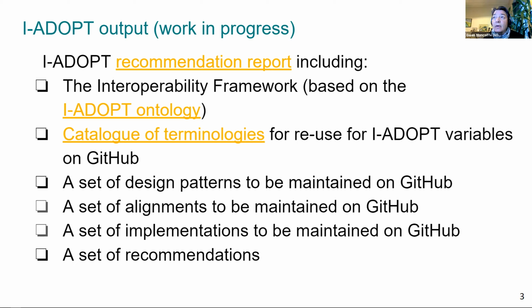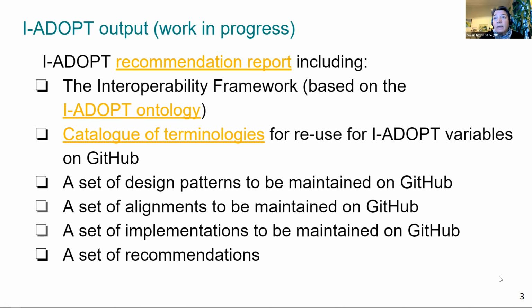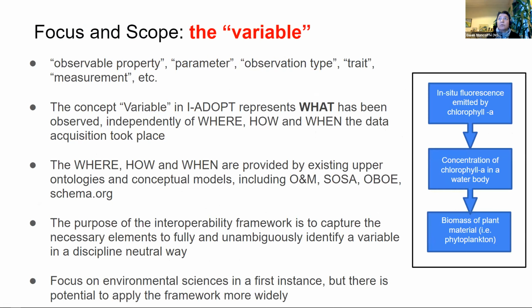And then we're also going to present a catalog of terminologies, a set of design patterns, a set of alignments, and a set of implementations. All 3 of those will be maintained on GitHub after our working group ends, and a set of recommendations as well. So just a reminder, the focus and scope of our work was what we call the variable.